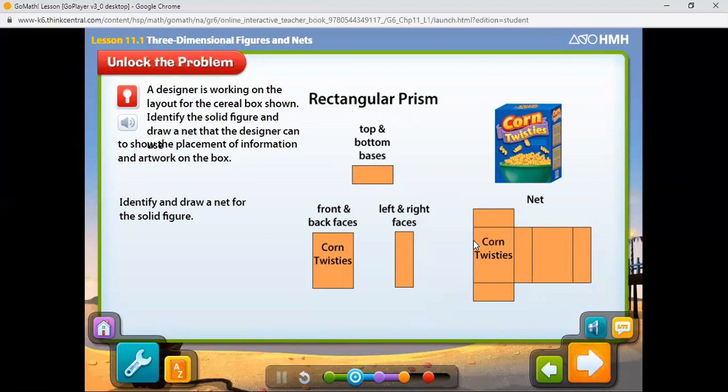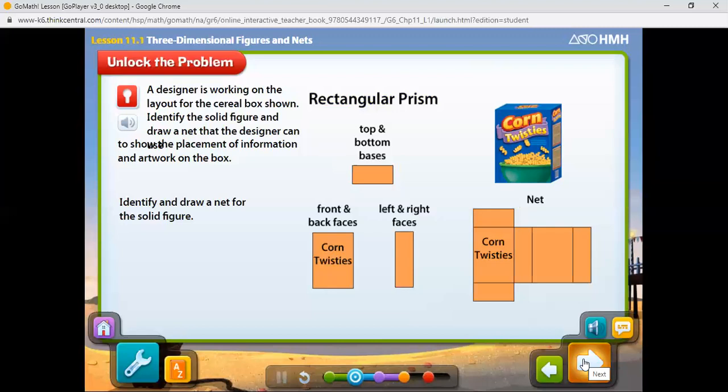When they ask you to draw a net, first check what the bases are, the top and bottom. Draw them separately, as they look. From the box you can see that they are rectangles. Then check the front and back. How are they looking? They are also rectangles. Then go to the left and right. They are also two rectangles, but thinner ones than the front and back, right? Now, how to draw the net? Start by drawing the front and back first. So this was the front, this was the back, and then join the top and bottom. So draw the top and bottom bases together, then join them with the left and right faces.